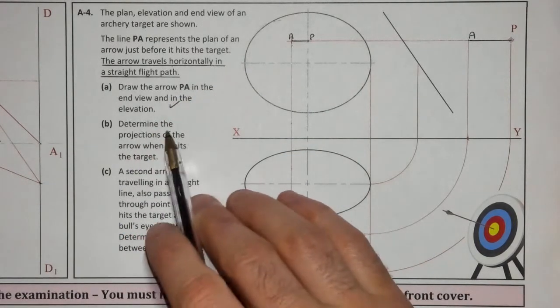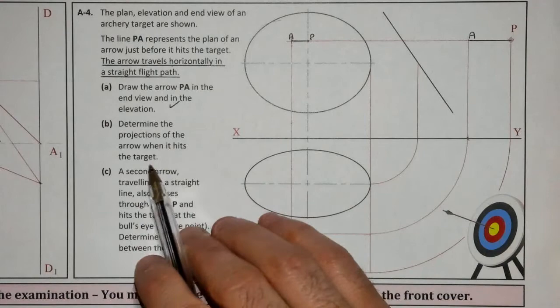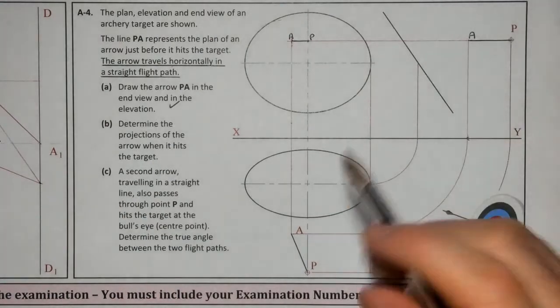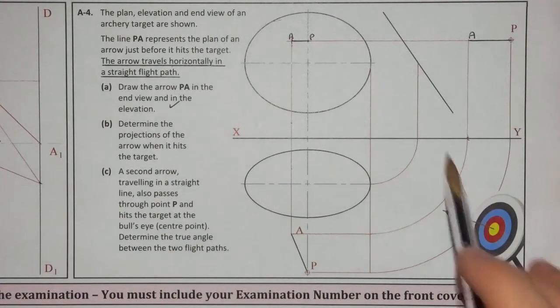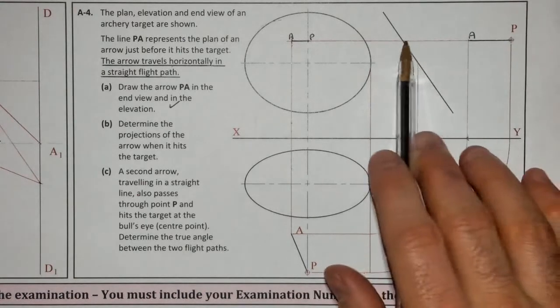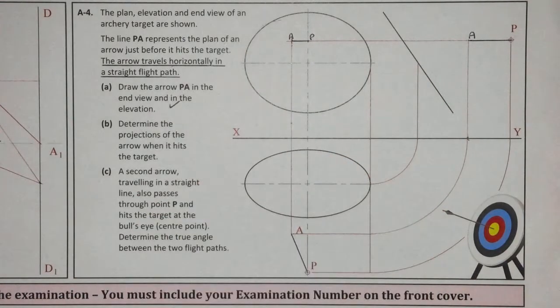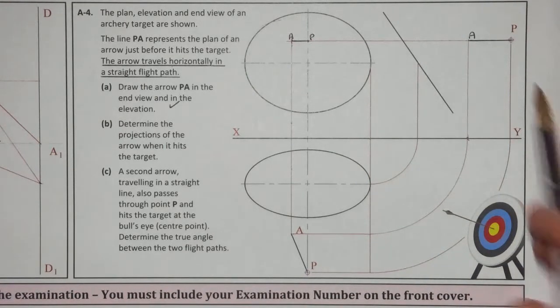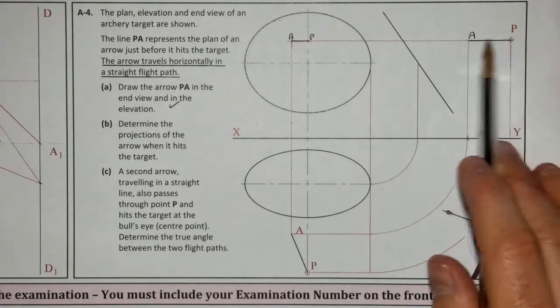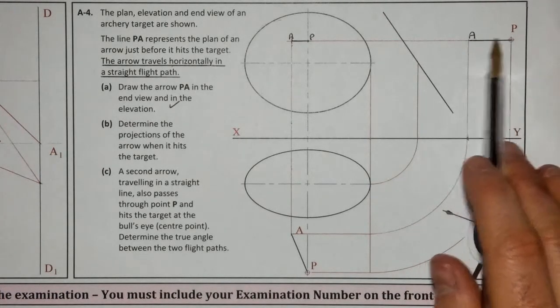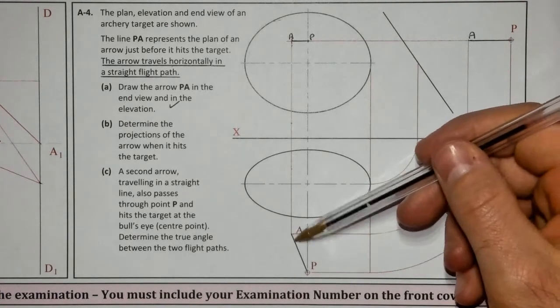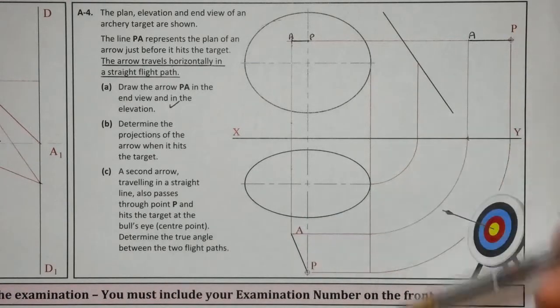Part B. Determine the projections of the arrow when it hits the target. The arrow is travelling obviously in a straight line path, so it's going to be here. I'd imagine then from here it's going to move over here somewhere. What we want to do is determine where it hits the target. So we have the actual length of the arrow here, kind of the rough length of it here. This is the only view that I can actually see it as a true length.